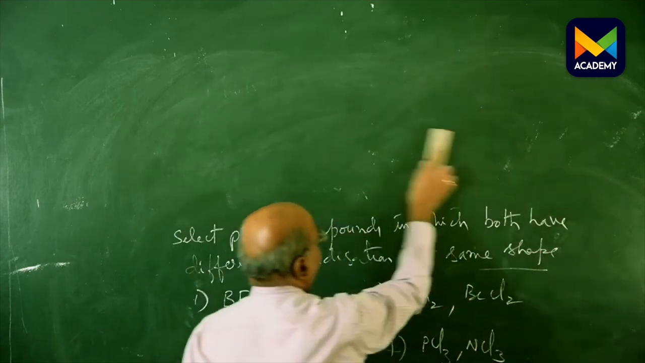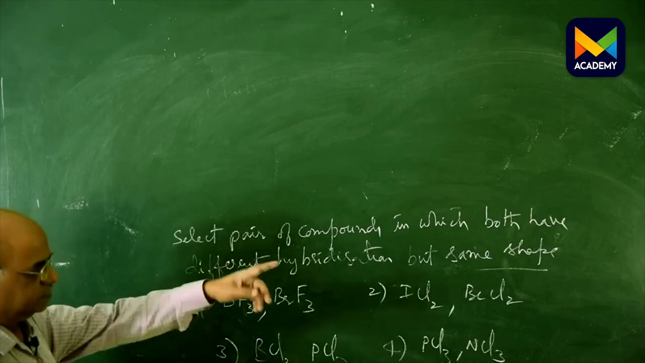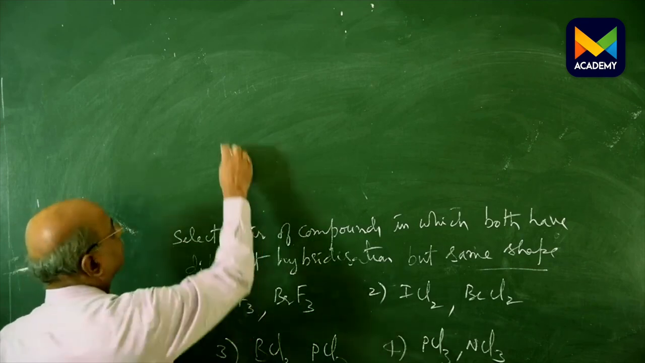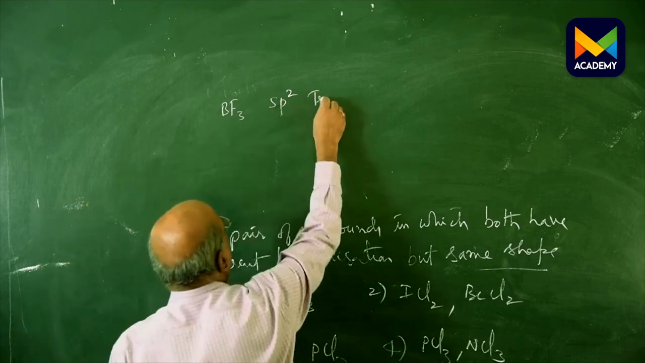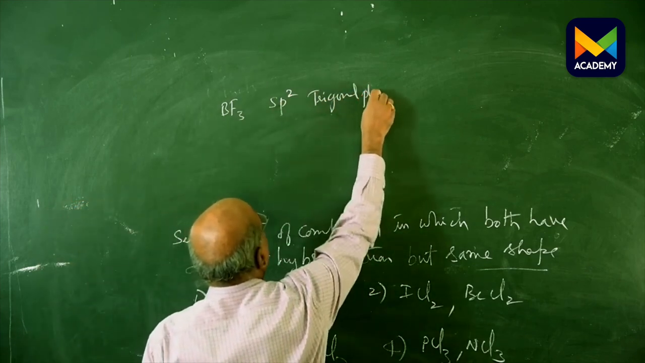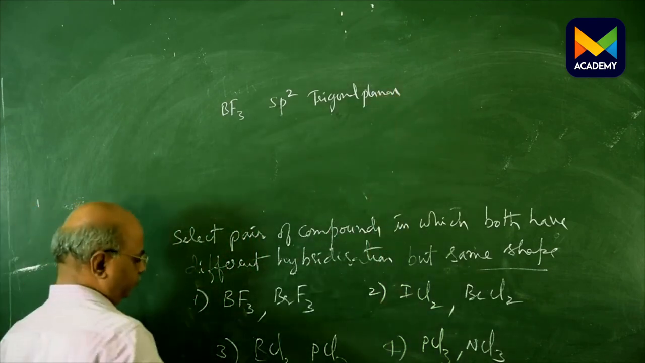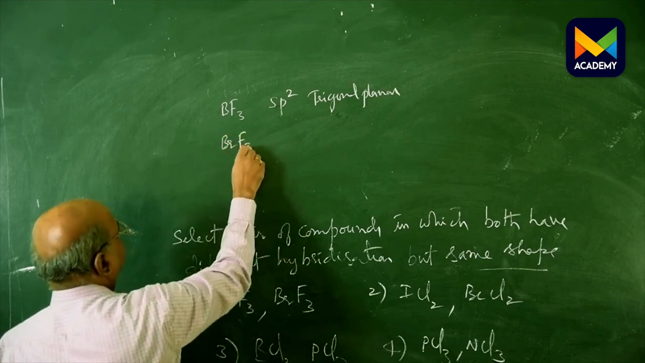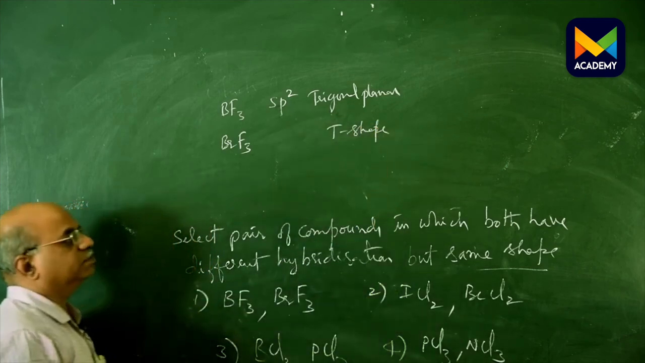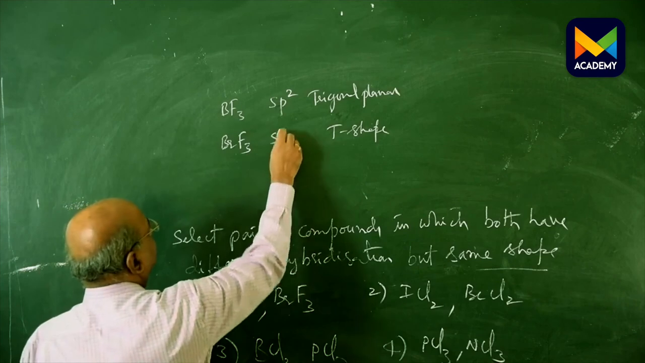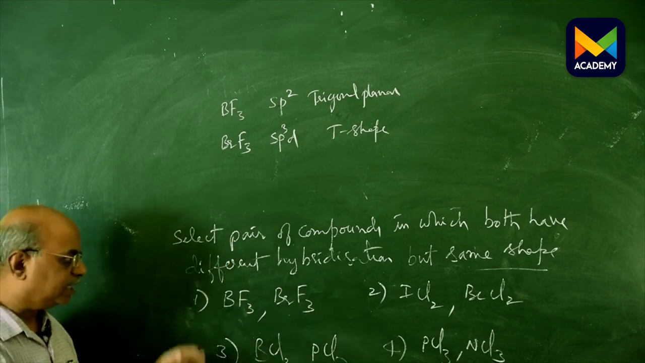First, let us see the hybridization point of view so that we can identify the pair where both must be in different hybridized states but the shape should be the same. BF3, BrF3. BF3 is sp2 hybridization, trigonal planar shape. Boron is a third group element, only 3 valence electrons, forms a planar molecule. BrF3 is a T-shaped interhalogen molecule, and it has sp3d hybridization. Here hybridizations are different, shapes are different, so it can't be the answer.